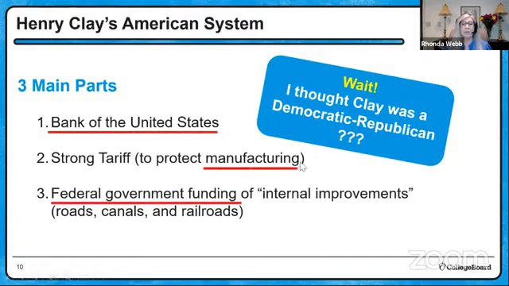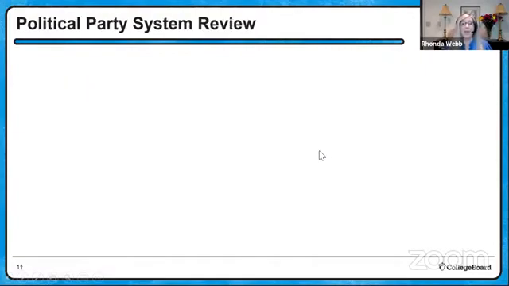All right, so if we look at all three of these provisions of his American System, they are much more like the Federalist ideas, even though he's a Democratic Republican. So that leads us to looking at this political party system review. And this is something that my students really kind of get confused with, is how we have different parties, but the ideas really largely remain the same.